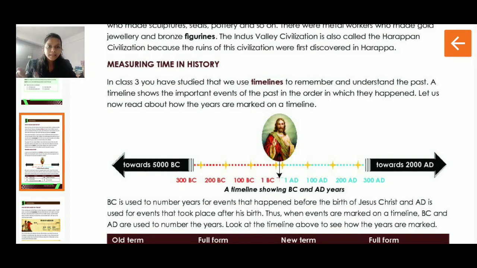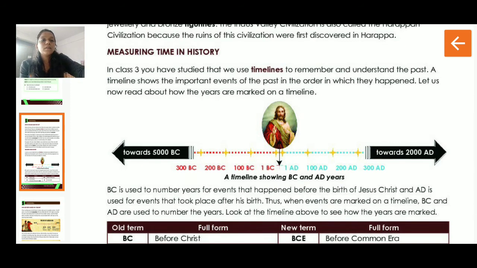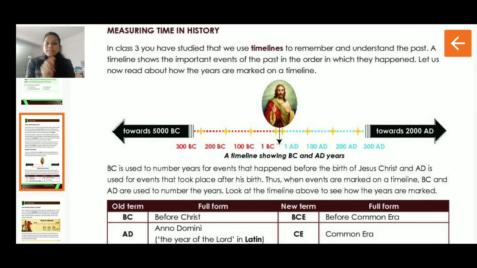So on a timeline you can show the order in which things happened. The first part, second, third, fourth and so on. So let us now read about how the years are marked on a timeline. So how do we mark it? We should know that BC is used to number years for events that happened before the birth of Christ.